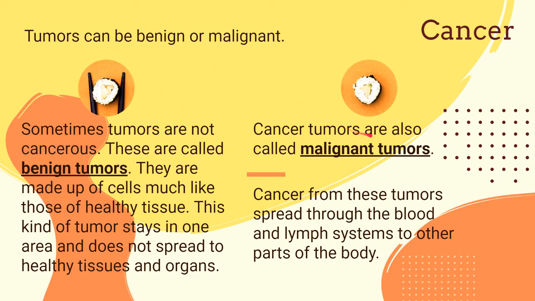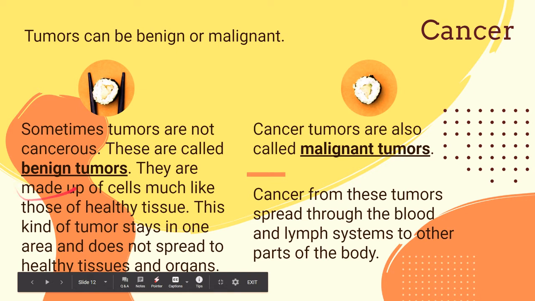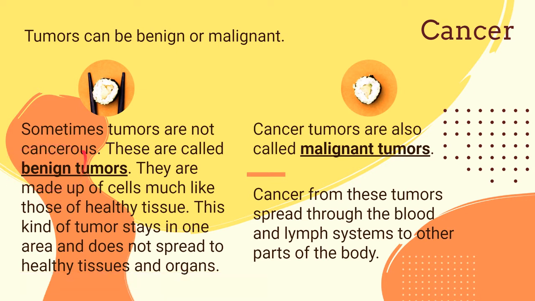What we do not want are those malignant tumors. Cancer tumors are called malignant tumors, and they spread throughout the body. They spread through the blood and through the lymph nodes and invade other organs of the body. Just to remember, when we say benign, it means good, not bad. While malignant, malign, means that it's evil or bad. Those are just the root words for those terms.